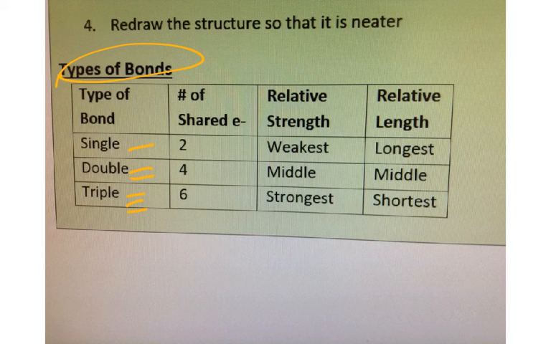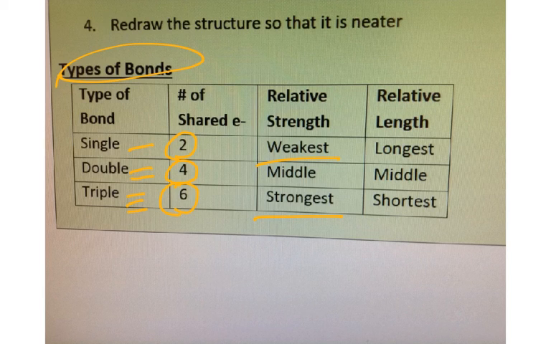The number of electrons, once again, each line represents 2 electrons. So a single has 1 line, so that's why it's 2 electrons. Double has 2 lines, so that's 4. And a triple has 3 lines, so that's why it would be 6. As far as strength goes, it makes sense that a single would be the weakest and a triple would be the strongest, because you have more things being shared in between. You kind of get more and more involved. Those elements become more and more attached to one another.